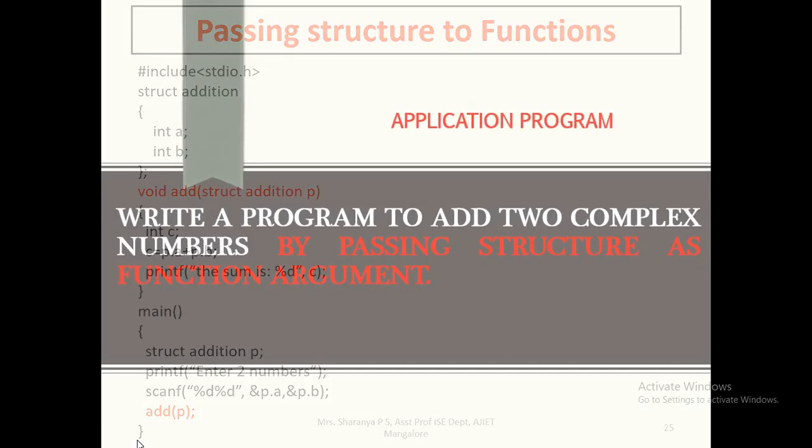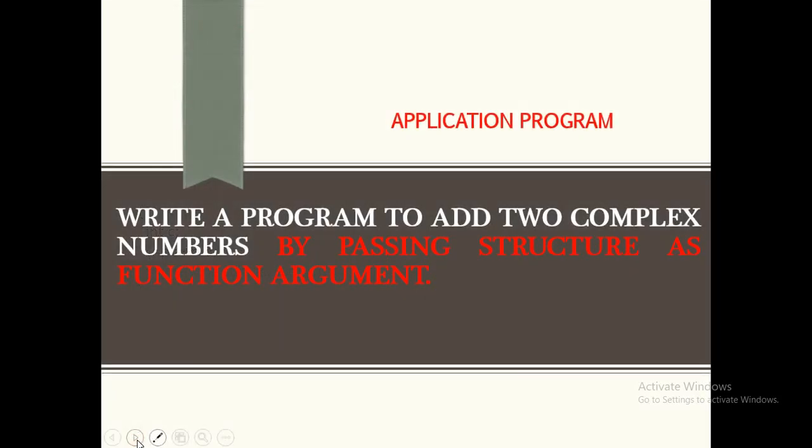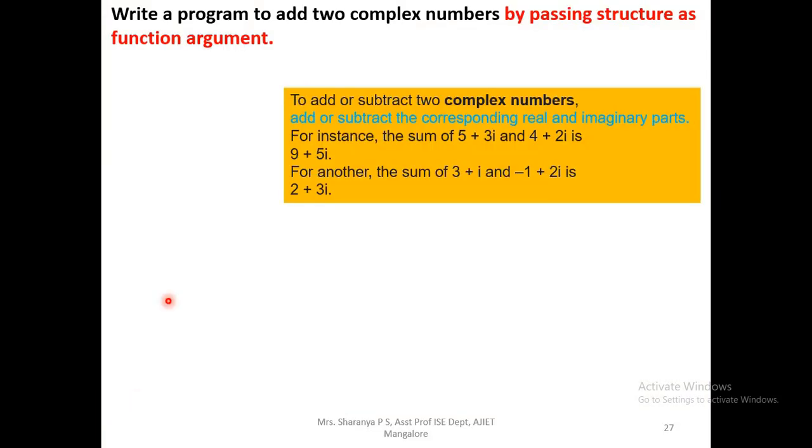If you look into one more application program, to add two complex numbers by passing a structure as a function argument. If we look into the addition of complex numbers, which can be addition or subtraction, suppose there is 5 plus 3i and 4 plus 2i, in that we have to perform the addition of 5 and 4 first, and then 3 and 2 we have to add, and then we have to display.